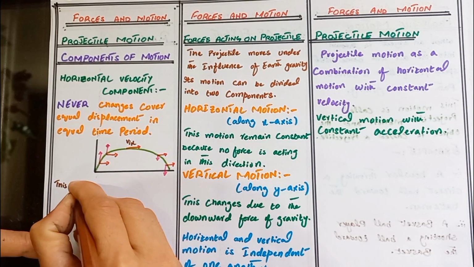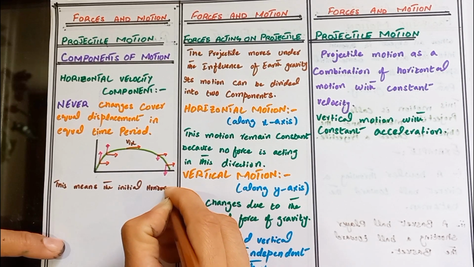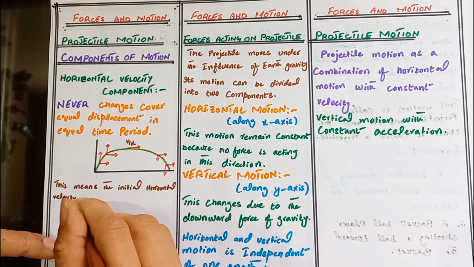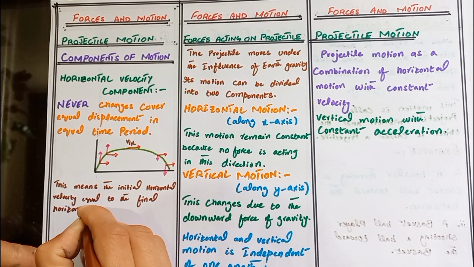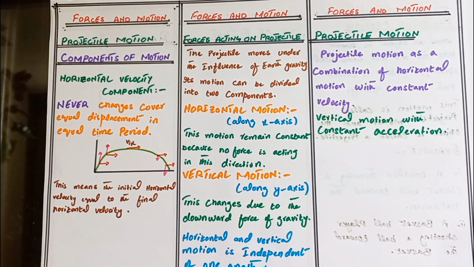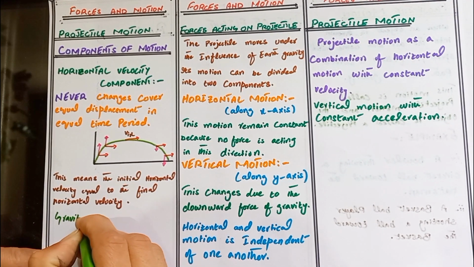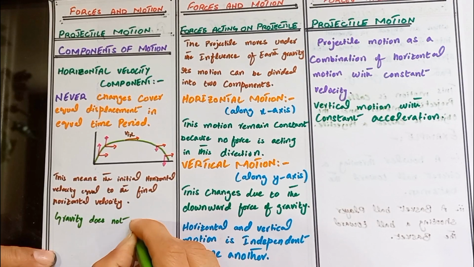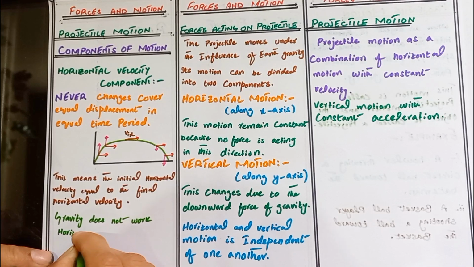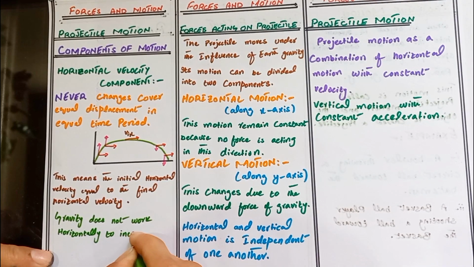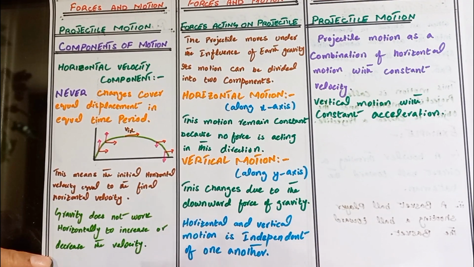This means the initial horizontal velocity is equal to the final horizontal velocity. Gravity does not work horizontally to increase or decrease the velocity.